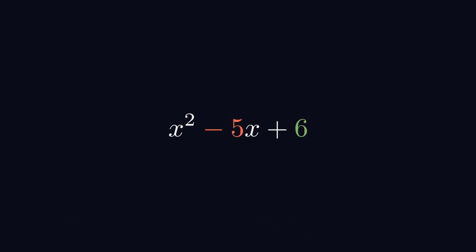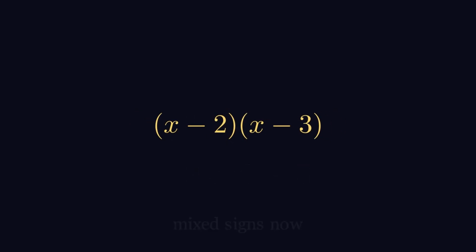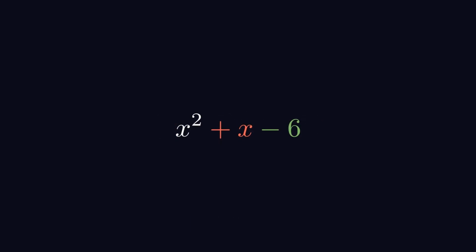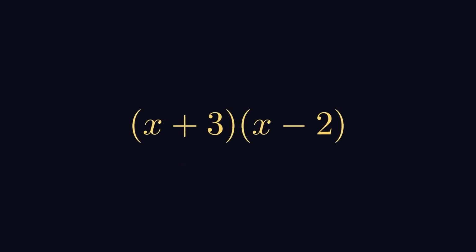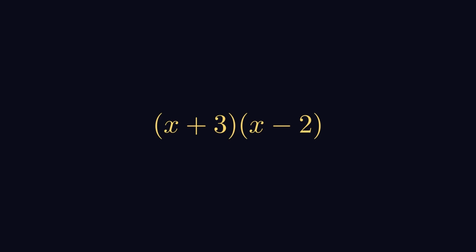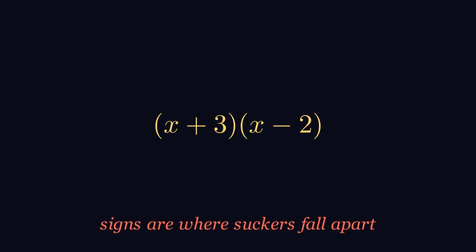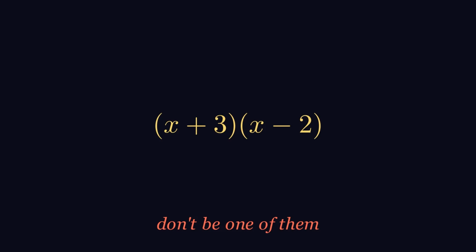Mind the signs. X squared minus 5x plus 6. Multiply to 6, add to negative 5. Negative 2 and negative 3. So x minus 2 times x minus 3. Mixed signs now. X squared plus x minus 6. Multiply to negative 6, add to 1. 3 and negative 2. X plus 3 times x minus 2. Signs are where the unemployed suckers fall apart. Don't be one of them.